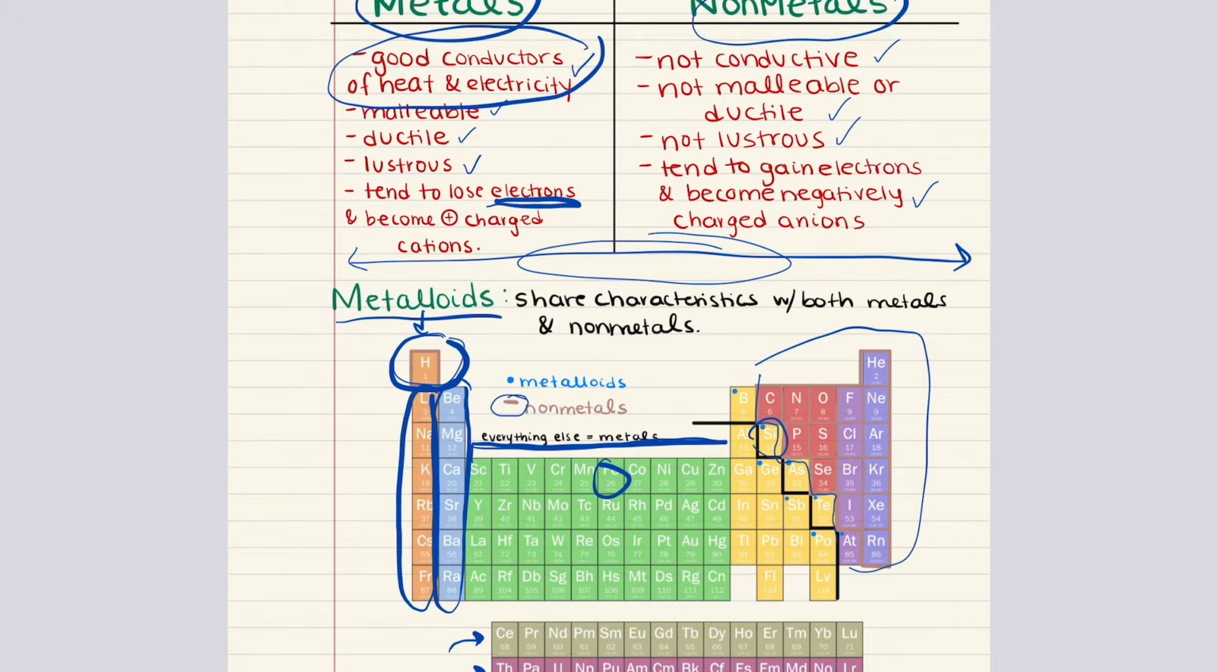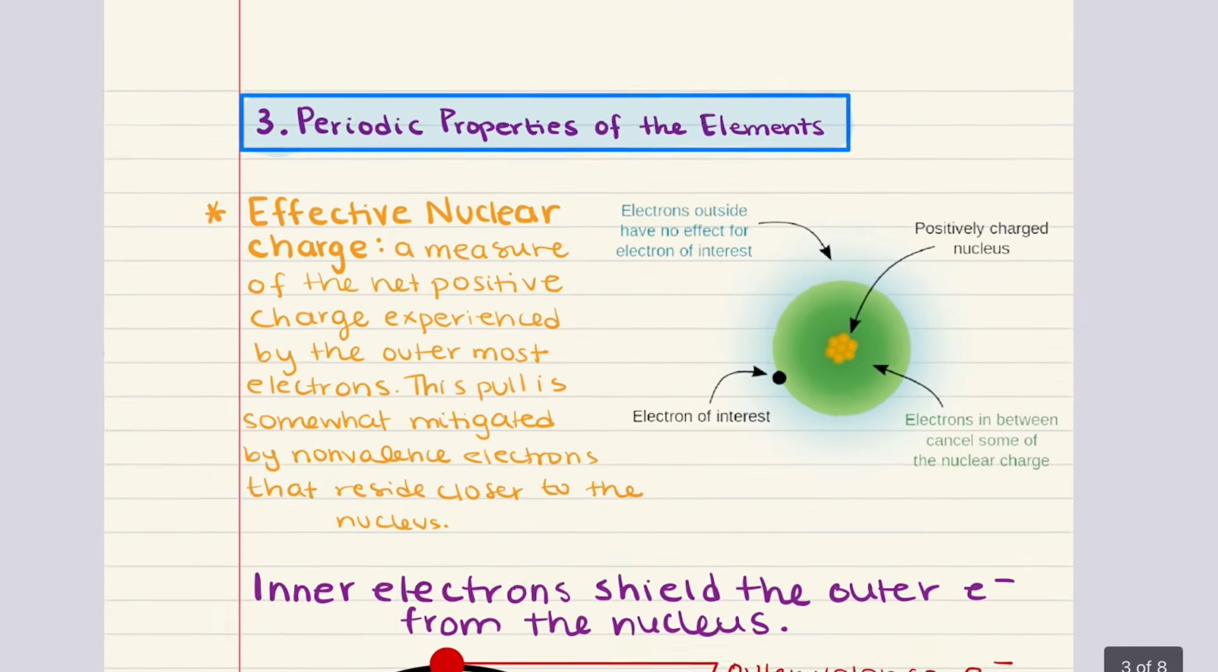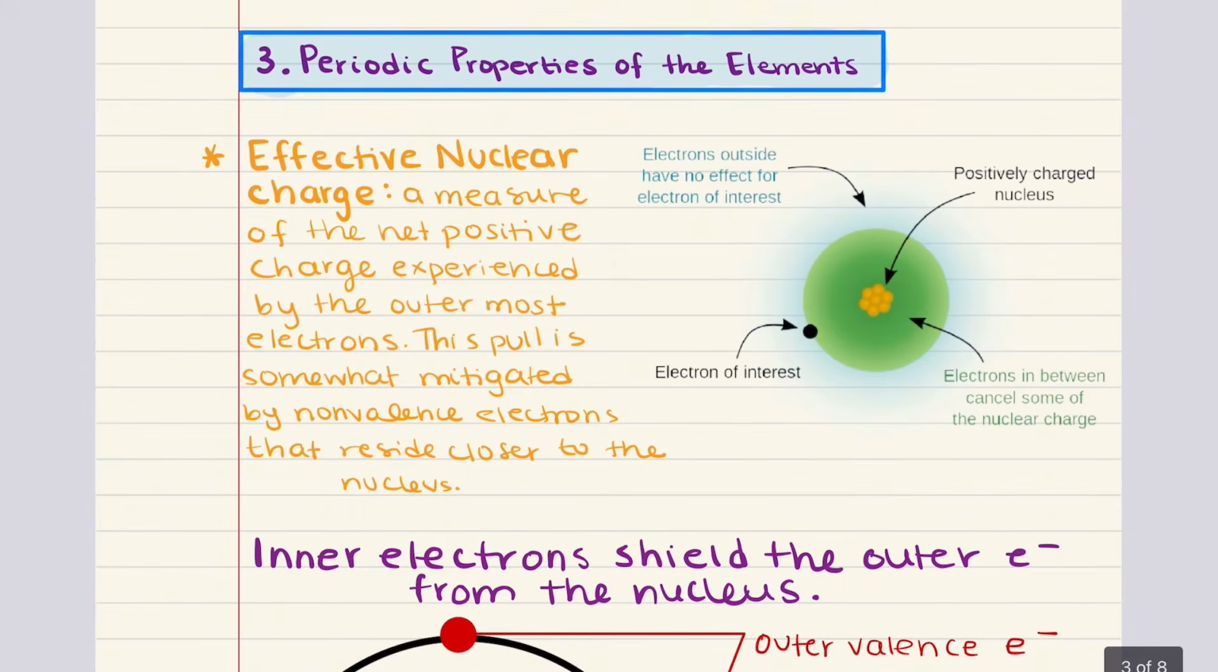With that, we're actually ready to begin Objective 3. Here we're going to discuss periodic properties of the elements. To start this section off, we want to establish a foundation by exploring 3 key concepts that influence how valence electrons behave in an atom.